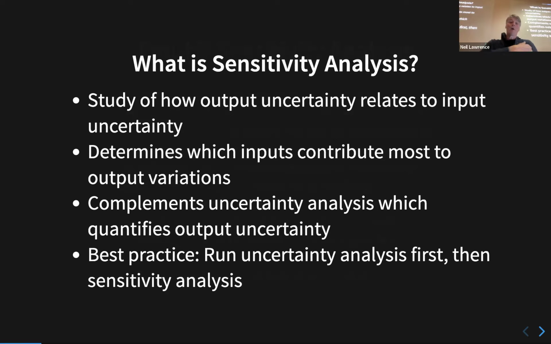So it's the study of how output uncertainty relates to input uncertainty, and that determines which inputs contribute most to output variations, and is a complement to uncertainty analysis. So there's a notion of best practice suggested in that quote, that is, run the uncertainty analysis first, then sensitivity analysis.